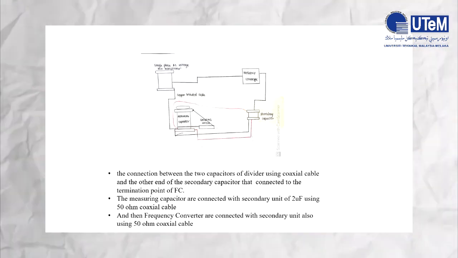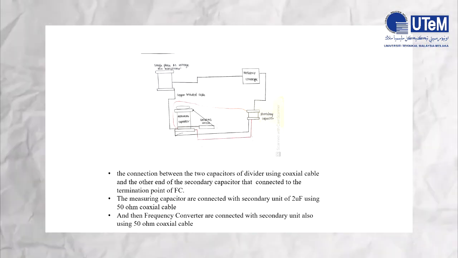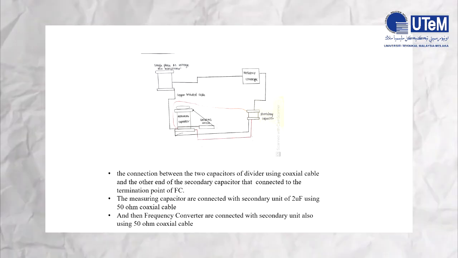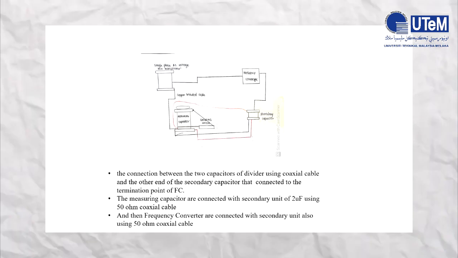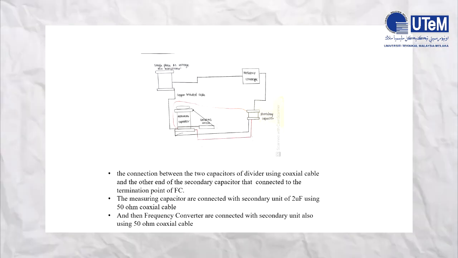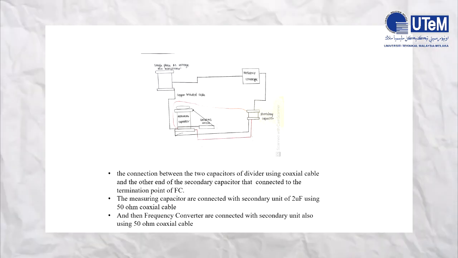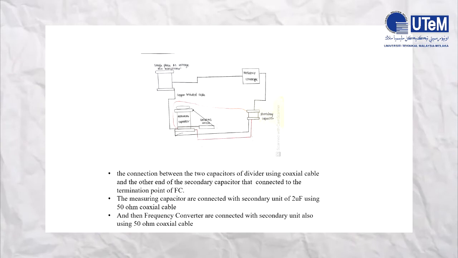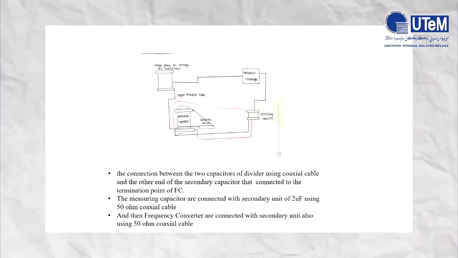First, the connection between the two capacitors of the divider uses a coaxial cable, and the other end of the secondary capacitor is connected to the termination point of the FC. Next, the measuring capacitor is connected with the secondary unit of 2 microfarad using a 50 ohm coaxial cable. Finally, the end of the frequency converter is connected with the secondary unit also using a 50 ohm coaxial cable.